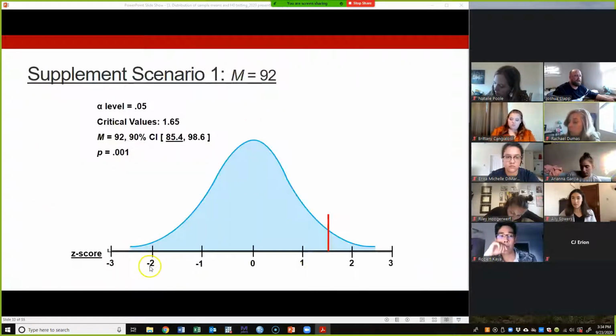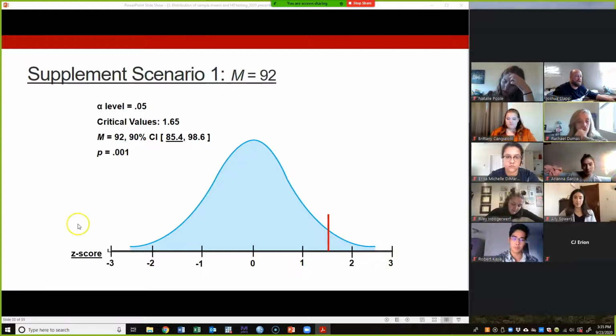Okay. So if I'm running a one-tailed test, again, my alpha is still 0.05, but now my critical value is 1.65. Okay. Instead of having 2.5% here and 2.5% here, I'm putting all 0.05 in the top end.